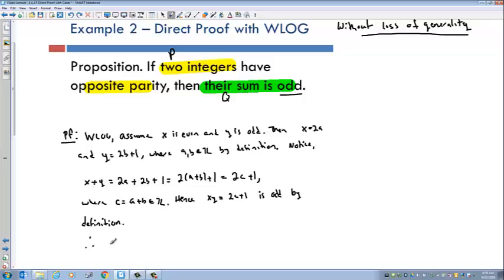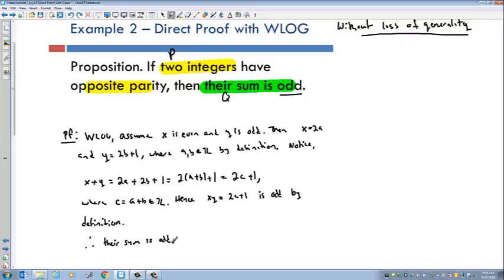So therefore what? Therefore their sum is odd. All done. And so that's what we mean by without loss of generality.